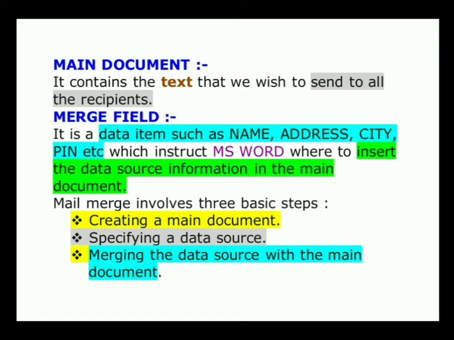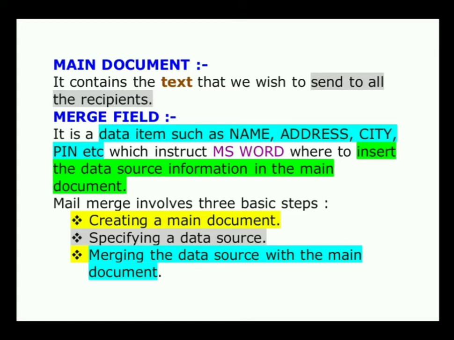Merge field. What is a merge field? It is a data item such as name, address, city, pin, etc., which instructs MS Word where to insert data source information in the main document. So merge fields are the data items, as I have told you, like name, address, city, etc., where MS Word is instructed where the data source information is to be inserted in the main document. These are the places where the data source is to be inserted.